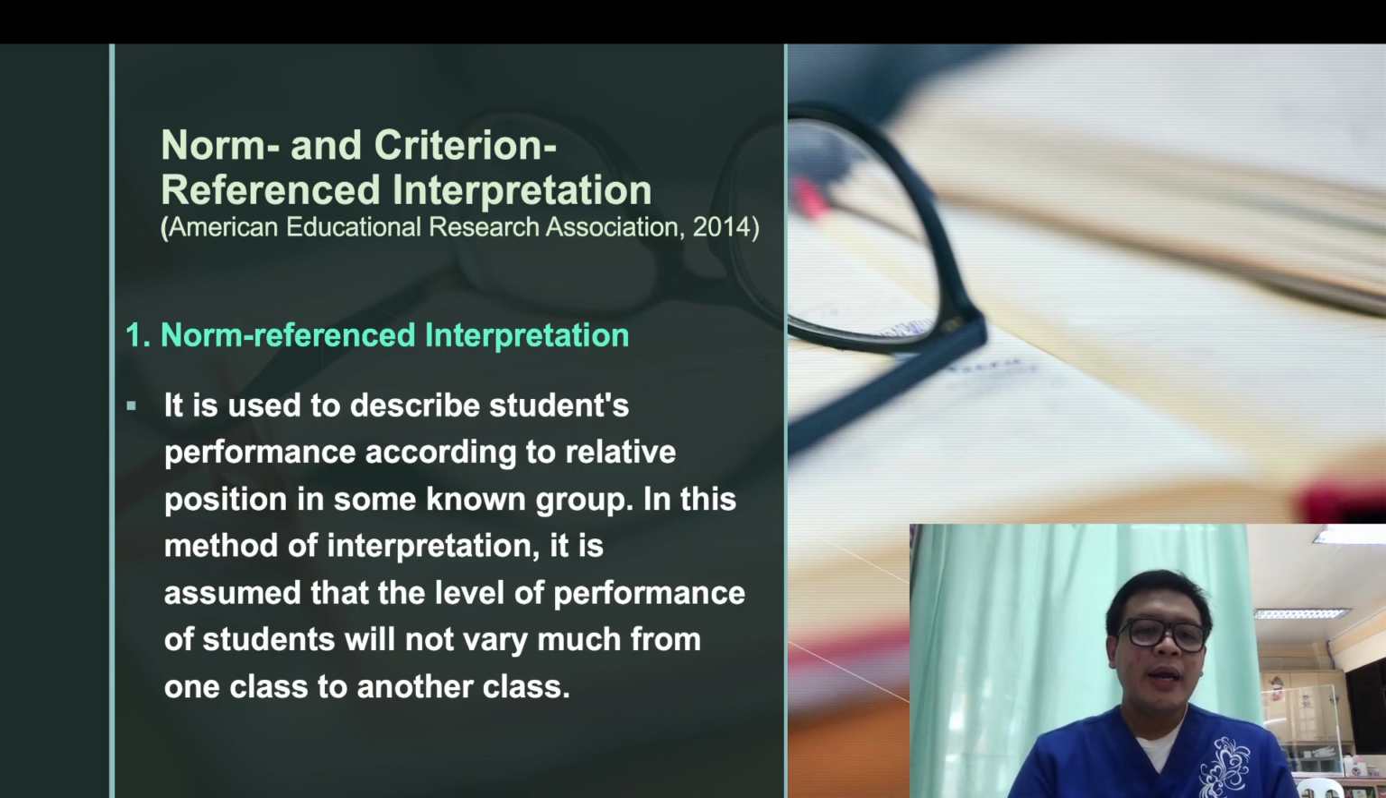So, the American Educational Research Association of 2014 was able to mention the norm and criterion reference interpretations. And when you say norm reference interpretation, this is used to describe students' performance according to the relative position in some known group. In this method of interpretation, it is assumed that the level of performance of students will not vary much from one class to another. So that means to say that we couldn't conclude that one class will be the same as the other class. Every class is different and unique from each other and they have different ways of learning.